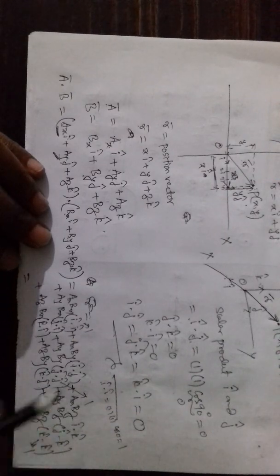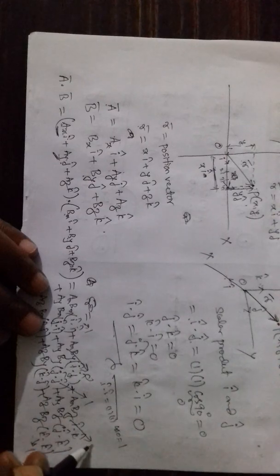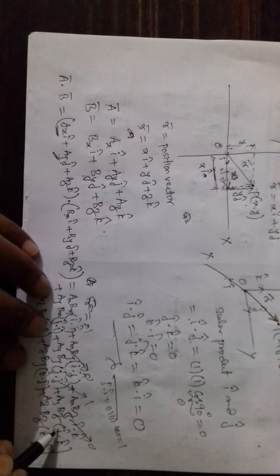What about i dot j? This is along the x-axis, this is along the y-axis, both are at 90 degrees, and cos 90 is 0, so this becomes 0. j and k, y-axis and z-axis, are at 90 degrees. k and j at 90 degrees, k and i at 90 degrees, j and i at 90 degrees. So what is remaining? Only 3 terms are remaining. i dot i is 1, j dot j is 1, k dot k is 1.